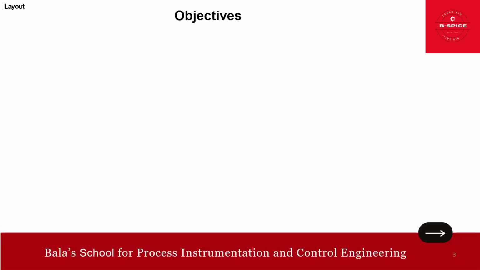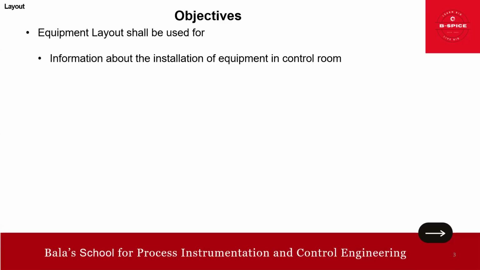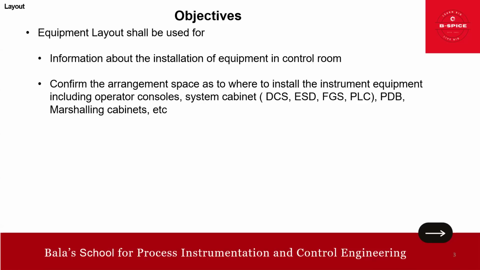Okay. So, objective. Equipment layout shall be used for information about the installation of equipment in control room. This we all know, right? Then second, this layout is used to confirm the arrangement of space as to where to install the instrument equipment. Instrument equipment in the sense consoles, system cabinet, like DCS, ESD, FGS, PLC, power distribution, marshalling, and many more. So basically, this layout is to confirm the arrangement of space.